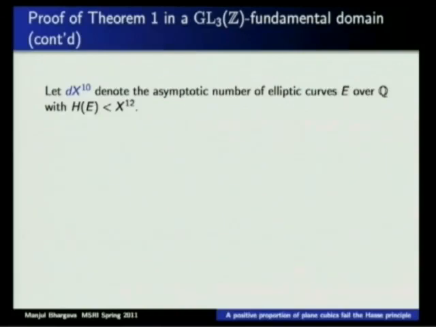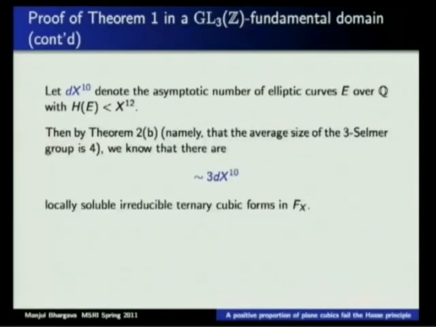Then the fact that the average size of the 3-Selmer group is 4 means that you have 4 times D x to the 10th asymptotically as the number of 3-Selmer elements of those elliptic curves. And the number of non-identity elements, in other words the irreducible ones, will be one less, namely 3 D x to the 10th. So 3 is 4 minus 1. The 1 corresponds to the reducible ternary cubic forms, which correspond to the identity element of the Selmer group. So the fact that the average size of the 3-Selmer group is 4 means that there are 3 D x to the 10th locally soluble irreducible ternary cubic forms in F_x.